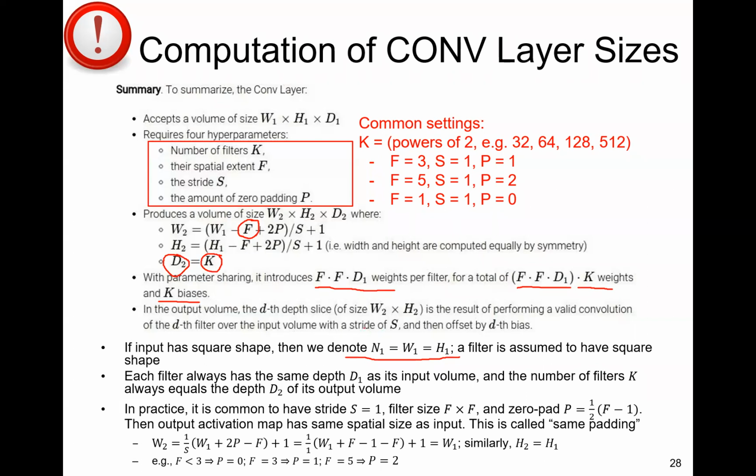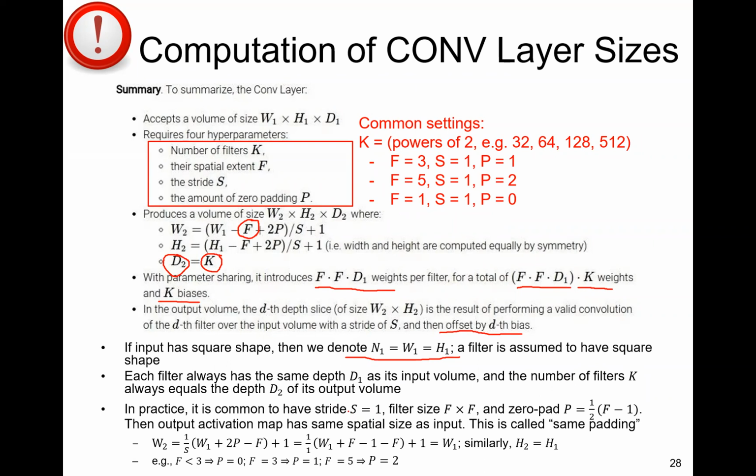In the output volume, the d-th slice of size W2 times H2 is the result of performing a valid convolution of the d-th filter over the input volume with a stride of S, and offset by the d-th bias. By this, they just mean adding the d-th bias. I repeat here that each filter always has the same depth as its input volume, and the number of filters is always equal to the depth of the output volume.